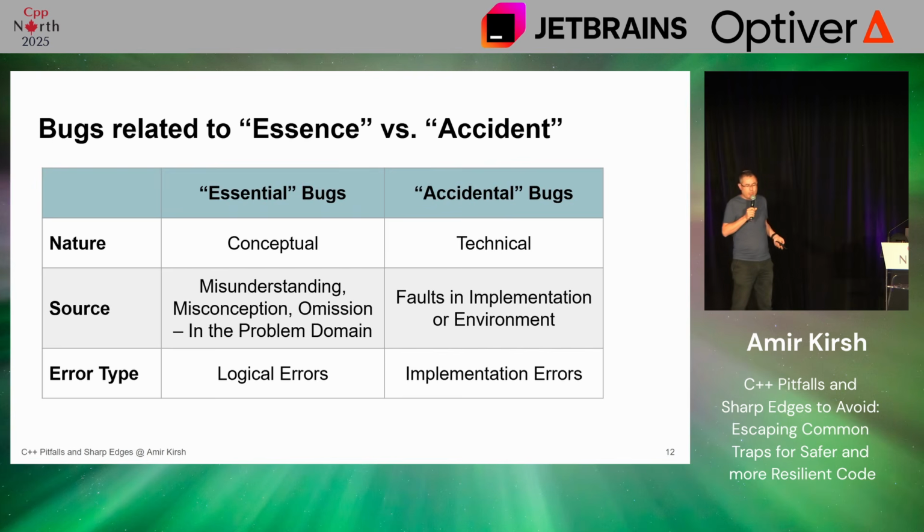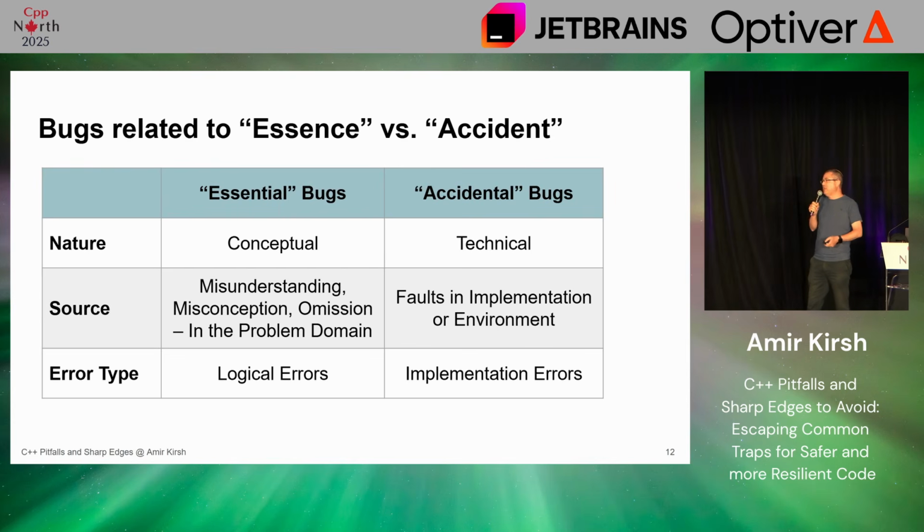When we talk about bugs, we can distinguish between bugs that relate to essence and bugs that relate to accident. For example, the nature of the essential bugs is conceptual: something conceptual is wrong in the system. The accidental would be technical bugs, something wrong in the code. By the way, the timer thing, is it essence or accident? It is accident, for sure, right? The function should return a value, and we forgot, we didn't take care of that, and that's an accident.